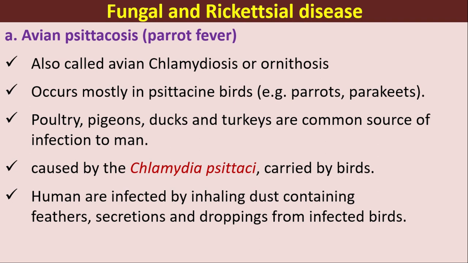Fungal and rickettsial diseases. Avian psittacosis, also known as parrot fever, occurs mostly in psittacine birds like parrots and parakeets. Poultry, pigeons, ducks and turkeys are common sources of infection to man. It is caused by Chlamydia psittaci, carried by birds. Humans are infected by inhaling dust containing feathers, secretions and droppings from infected birds.